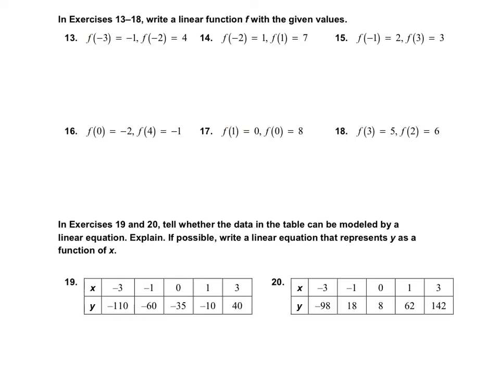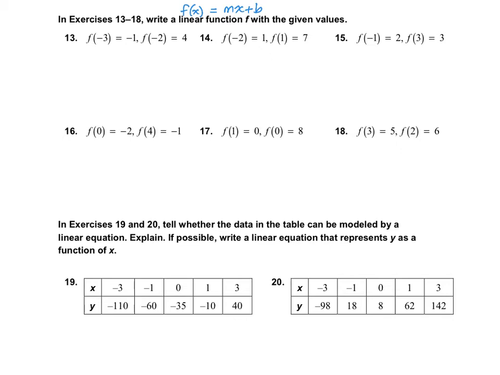In exercises 13 through 18, it says write a linear function f with the given values. Whenever they're asking you to write a linear function and they don't specify if it should be y equals mx plus b or the point-slope form, which is what we're learning today, always assume that if this is a linear function, we're going to write f of x equals, and then it'll be mx plus b. So always assume that that's what they mean, the slope-intercept form, unless it tells you otherwise.